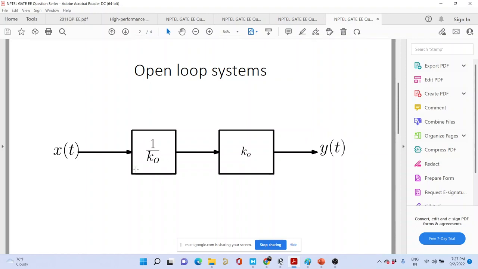Because these two blocks are making sure that x(t) becomes equal to y(t). Then what was the need for comparing this with this? For minimizing the error. If y(t) equals x(t), then error is 0. What is error? Error means reference minus output. So if according to this operation y(t) is equal to x(t), then what was the need for all this feedback?